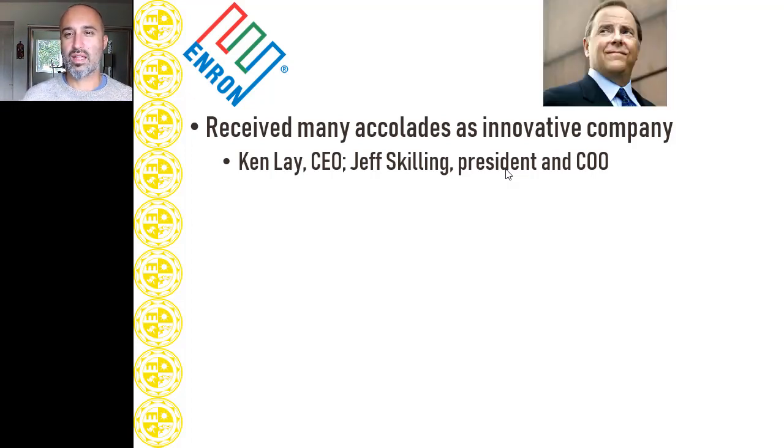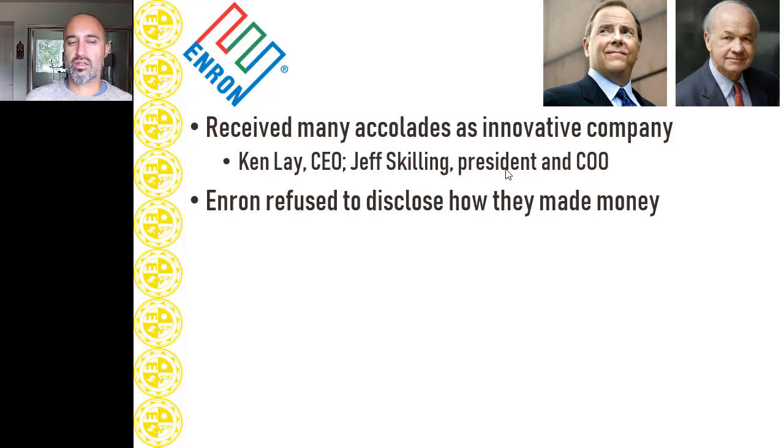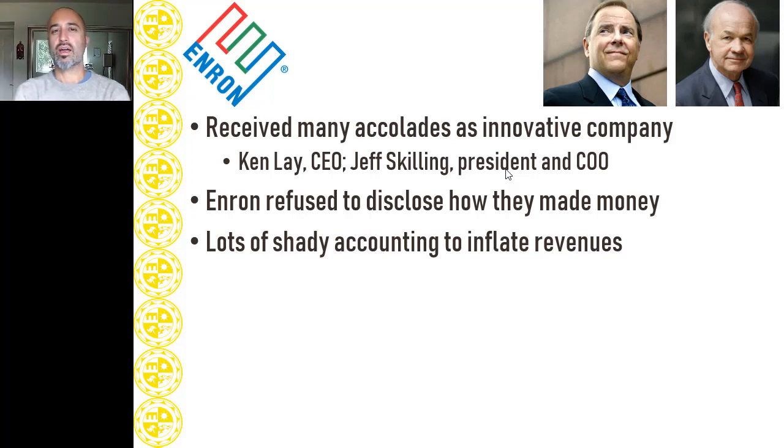There's Skilling, and Ken Lay is the older gentleman on the right there. Okay, now what's interesting about this case is, and by the way, there's a great movie on this called The Smartest Guys in the Room. That's available, I think, for free on the web. Enron refused to disclose how they made their money. And that's a real red flag. They used lots of shady accounting procedures to inflate their revenues. So they looked like they were bringing in a lot more money than they actually were.